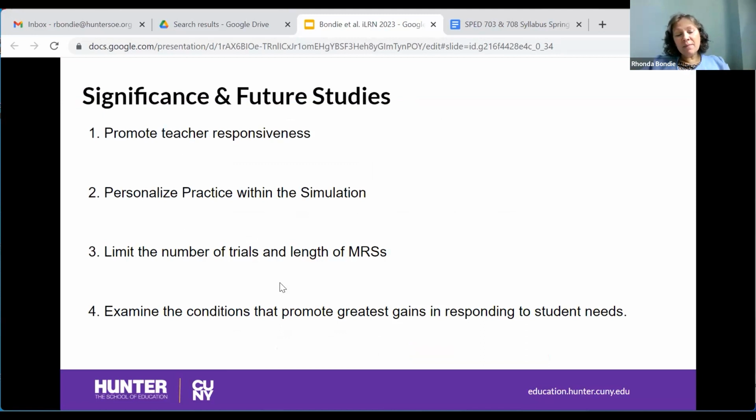So I think that some of the key takeaways from the small exploratory study is that the simulations can promote teacher responsiveness. We saw teachers listening and then adding directions that were missing, for elements that were missing from what they heard in student responses. We were able to personalize the practice in the simulation. I think we could do even more with that, focusing in, helping teachers with the skill that they would need to change their directions to respond to students' directions or peer discussions. I think you could limit the trials and expand the conditions to promote the greatest gains in student needs.